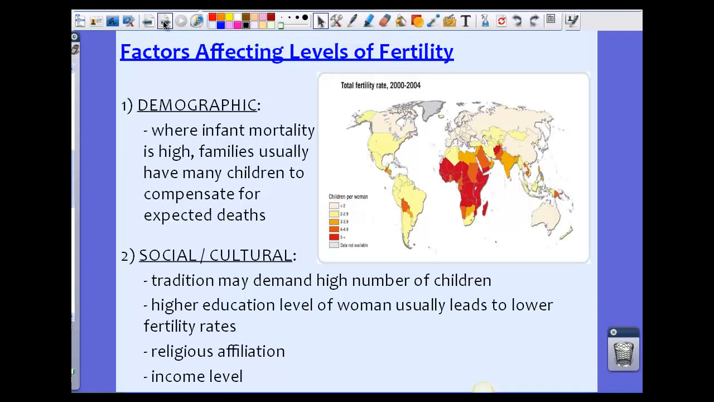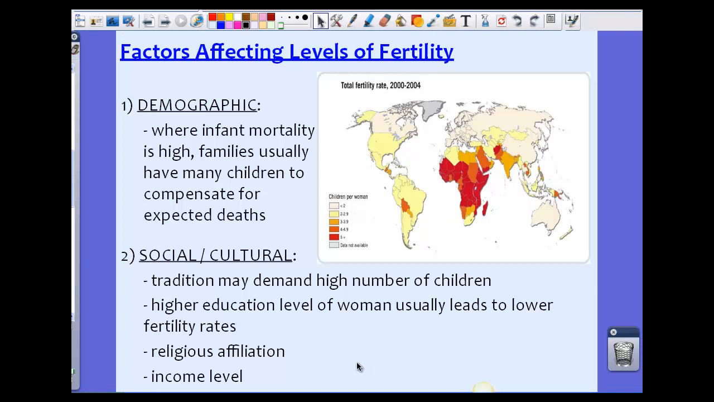For example, where infant mortality is high, families usually have many children in order to compensate for expected deaths. So in a place like the United States, our infant mortality rate is pretty low. More often than not, you're going to see smaller families. Then in some places in Africa, we usually have a larger family because infant mortality rates are much higher in that particular area. So they try to make up for that.